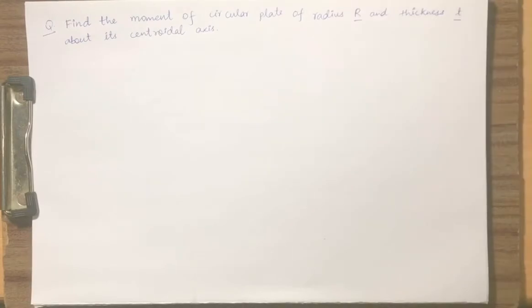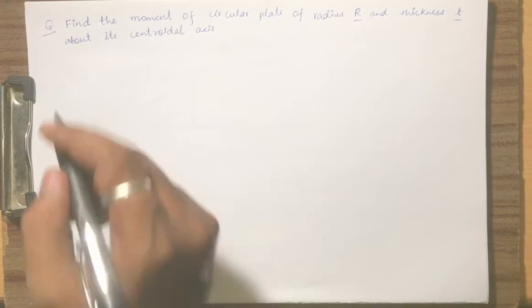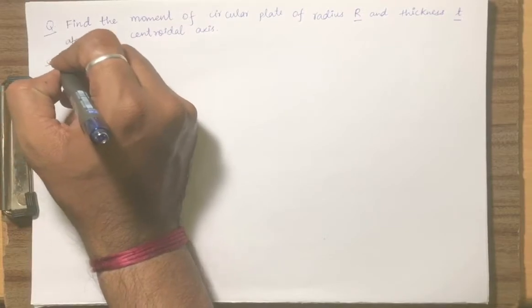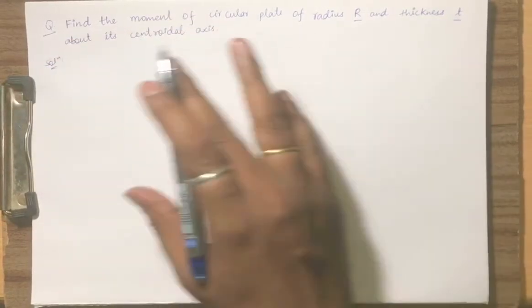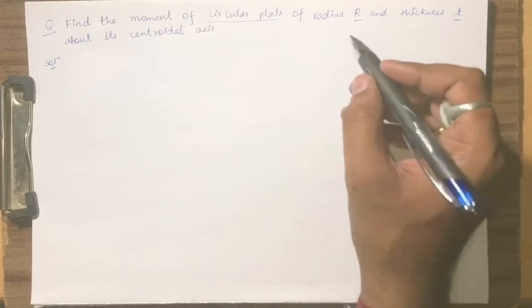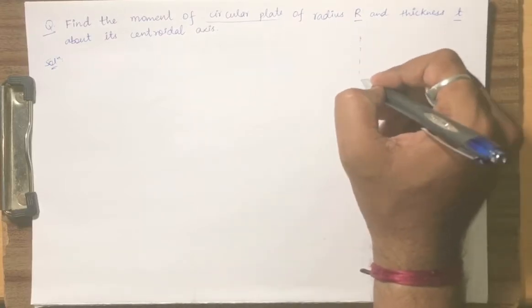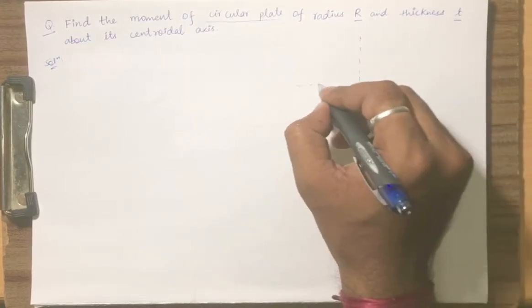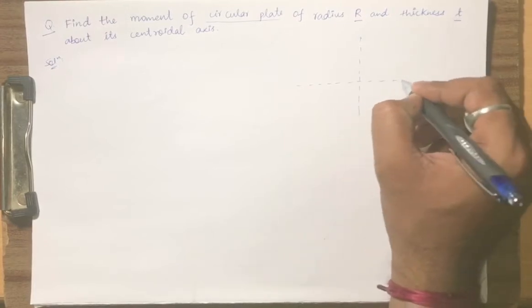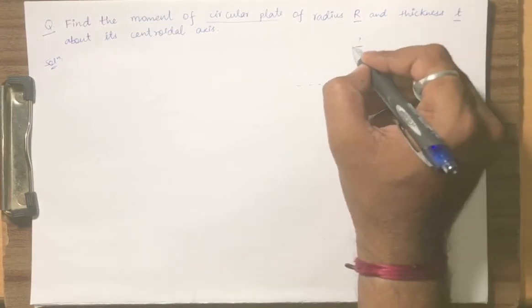Now let us move to the second problem. Today's second problem is: find the moment of inertia of a circular plate of radius r and thickness t about its centroidal axis. So this is a circular plate. So let us draw the circular plate first.